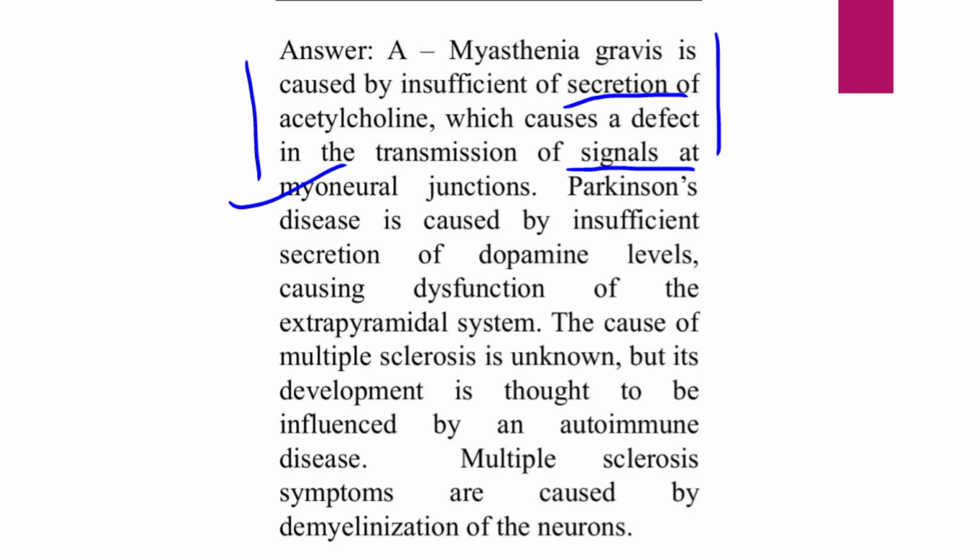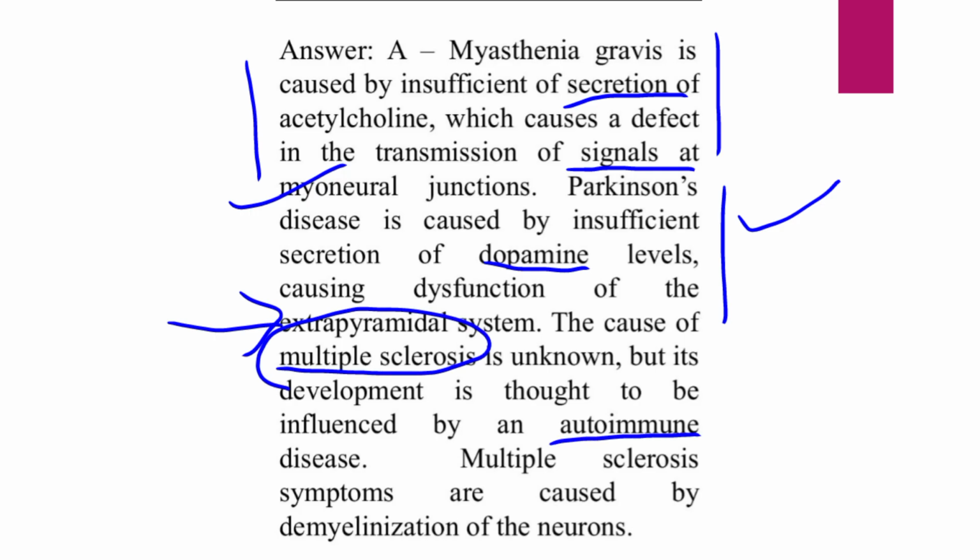Parkinson disease is caused by insufficient secretion of dopamine, causing dysfunction of the extrapyramidal system, which can cause tremors, bradykinesia, postural instability, ataxia. These are the symptoms of Parkinson. The cause of multiple sclerosis, MS, is unknown, but its development is thought to be influenced by autoimmune disease. It is caused by the demyelination of the neuron. The neuron sheath is demyelinated.